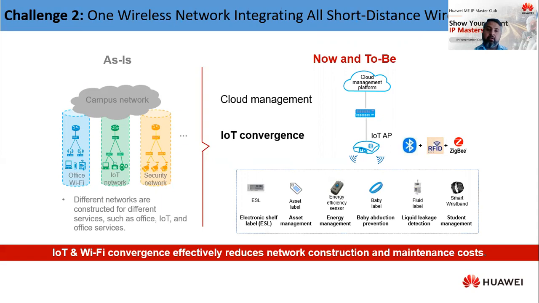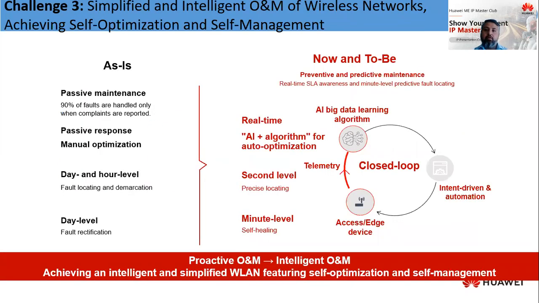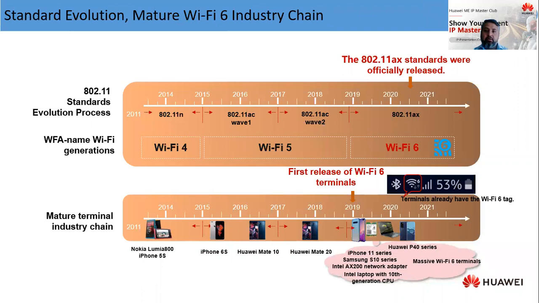The third challenge that customers have, and what they basically want from the network, is that it should be optimizable. It has self-management. It can do predictive analysis. So considering all these three challenges, what's the answer? The answer is Wi-Fi 6.